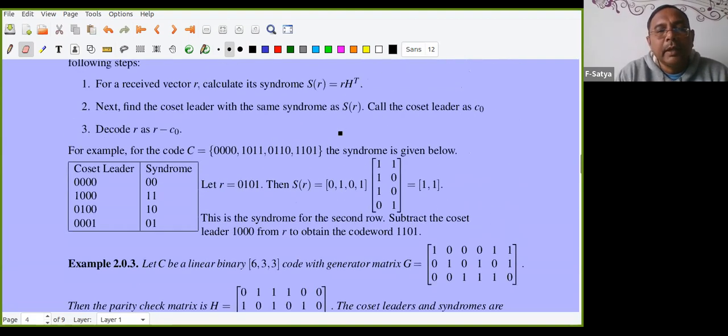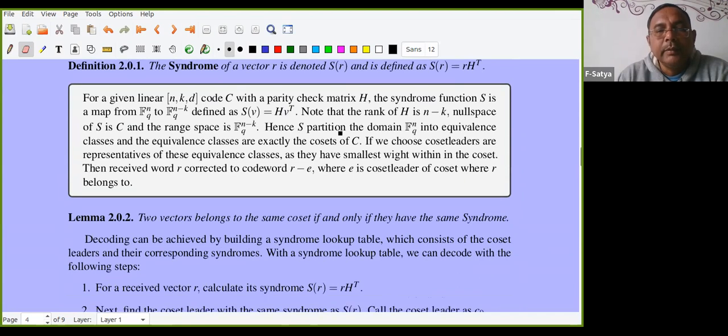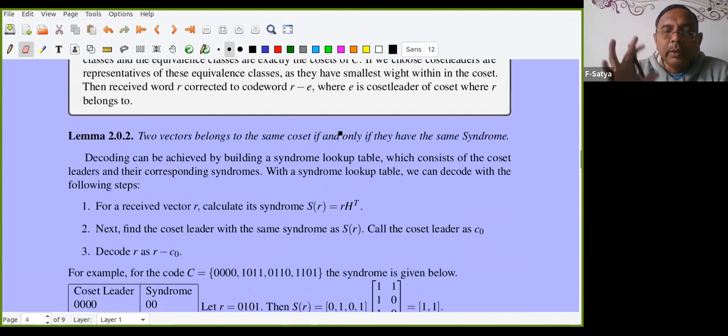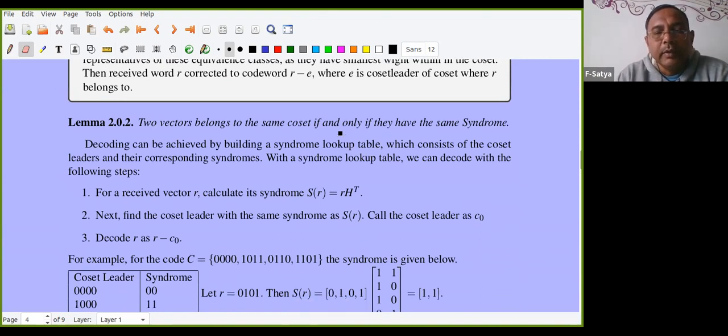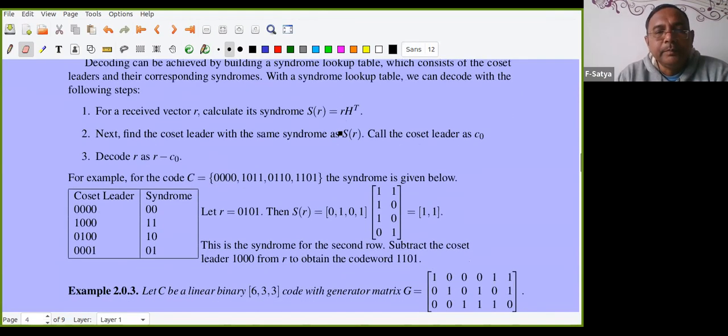Again coming to that, the representatives are the coset leaders, right? So that is all these theorems. I told everything very beautifully. So now these results become easy. Two vectors belong to the same coset if and only if they have the same syndrome, right? That is very simple.